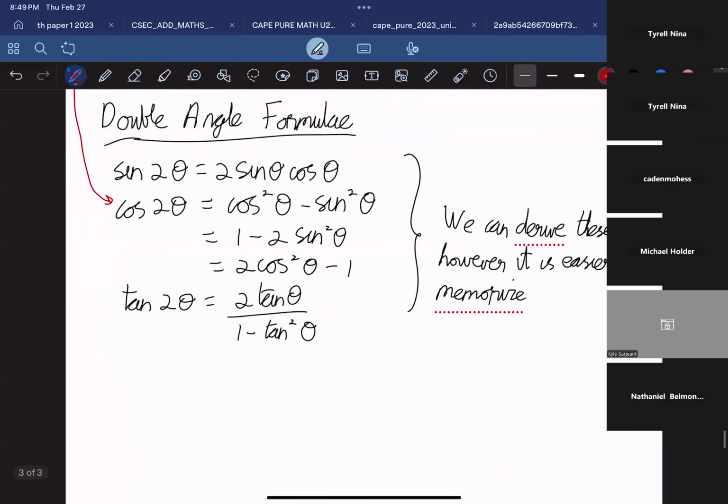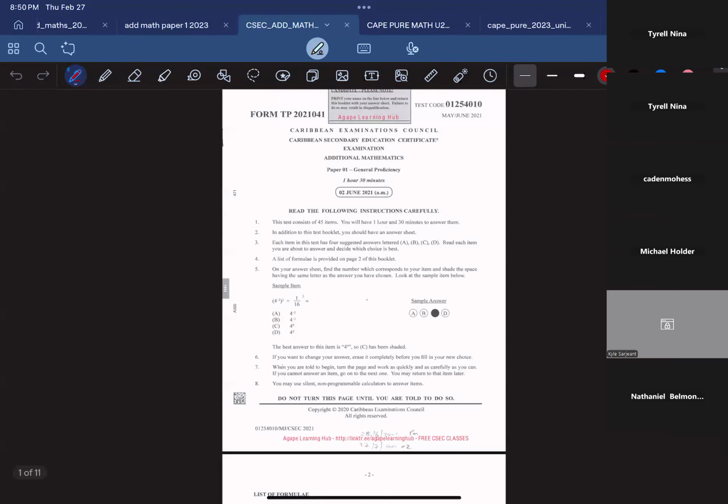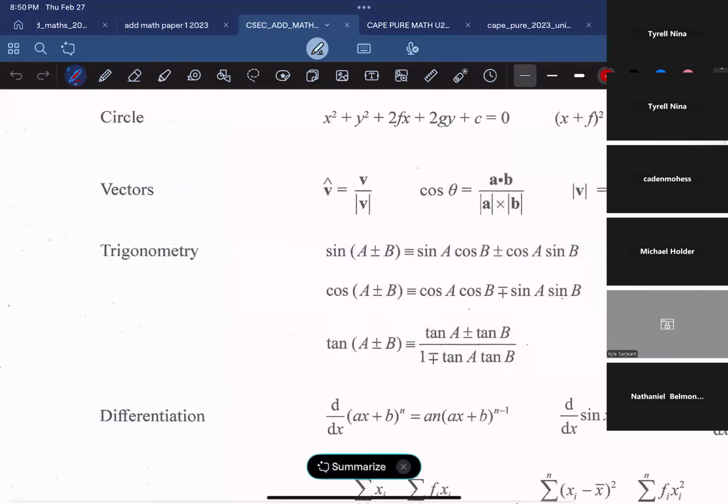Now we also have the multi-angle formulae. And note, these are given in the formula sheet. Okay, so do I have a formula sheet here? Yeah, I do. They actually give it to you here, so you don't have to worry too much about memorizing these.